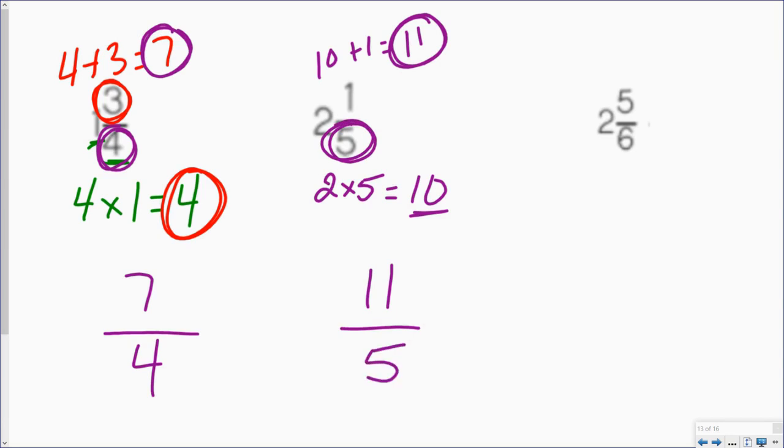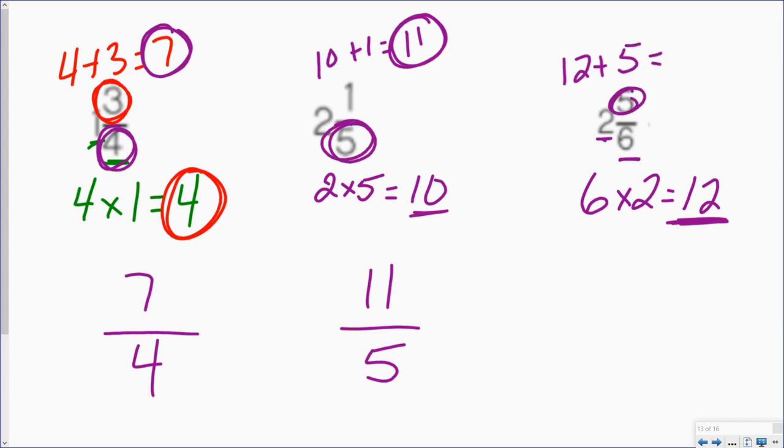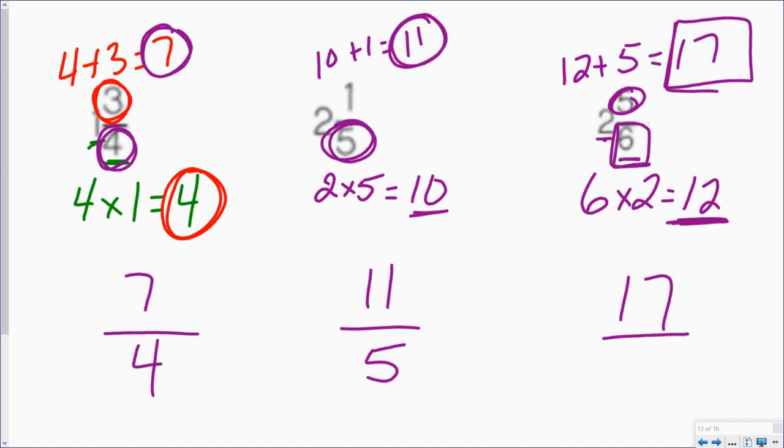11/5. Last one here, I'm going to take the 6 and multiply it by the 2. So I'd have 6 times 2, which would give me 12. I'm going to take this 12 right here and add it to the 5 right here, and that is going to give me 17. Now I'm going to take this 17 right here and make it my numerator, and then keep my denominator the same, which is 6. So my denominator is still 6, and I have 17/6.